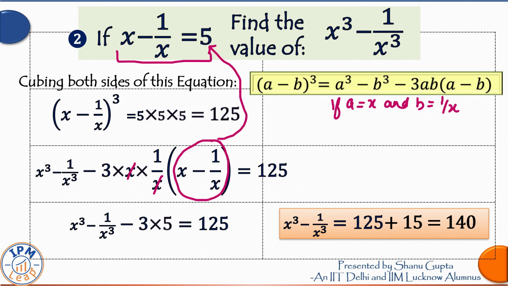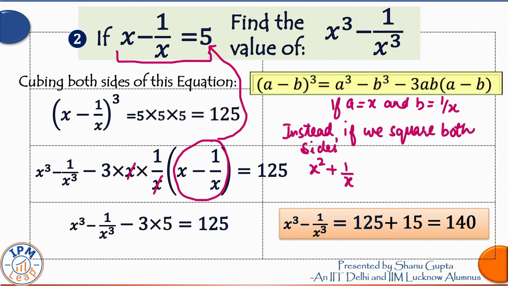One more thing, as I told you earlier, even in this case, when we are given x minus 1 by x, we can simply square both sides to get the sum of squares. Let's do that. Left hand side square is x square plus 1 by x square minus 2. And right hand side square is 25. So sum of squares in this case can also be calculated easily if required. It will be equal to 27.